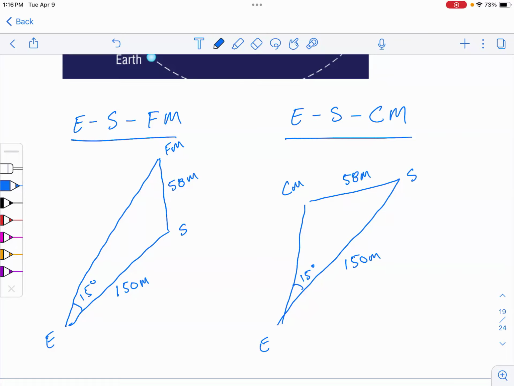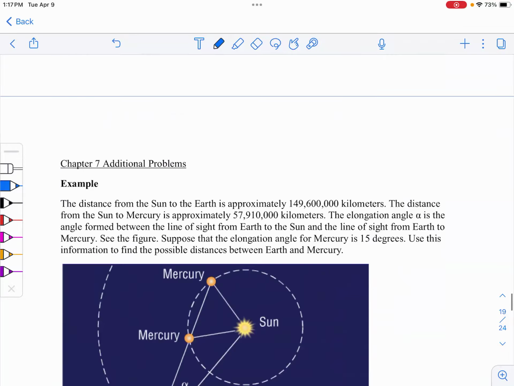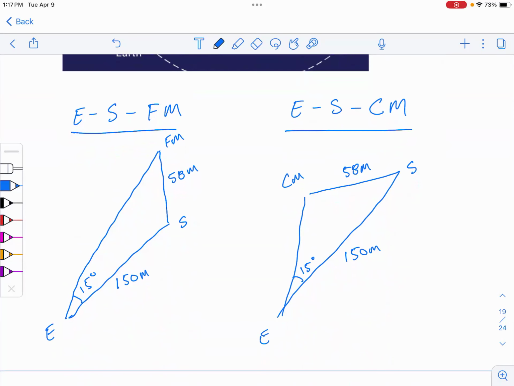Wait, question. Oh, is the 150 and 58 in kilometers? Yeah, this is 150 million, 58 million. We're approximating because I want to show this idea. When you get actual distances, the numbers get ugly: 57,910,000 kilometers. Ugh. But we need to identify this first.